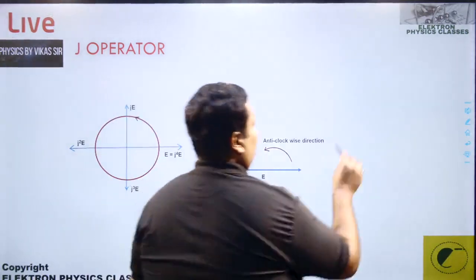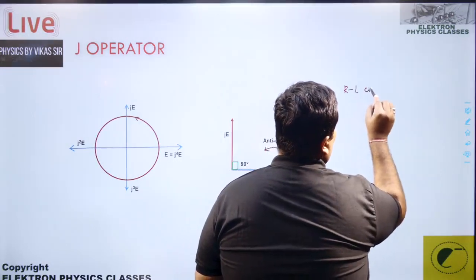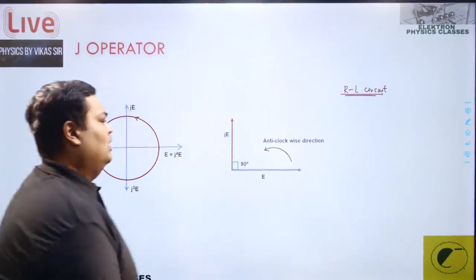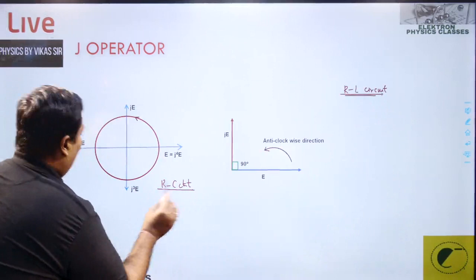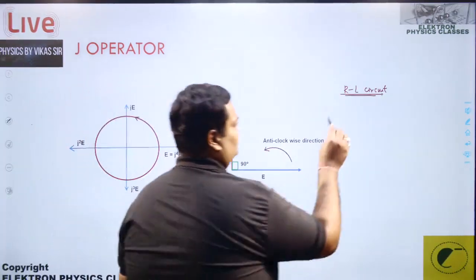Now suppose we have an RL circuit. Or I have an RC circuit. So how do we analyze it? Sir, I will be sketching a diagram for it. So let me do so.